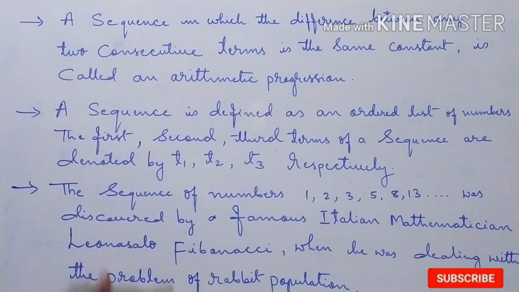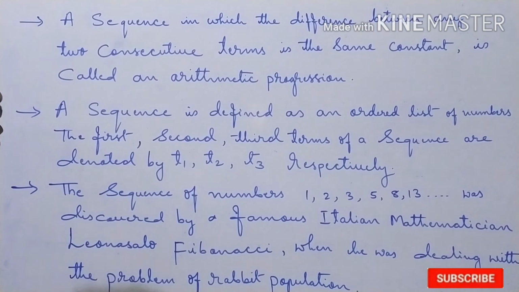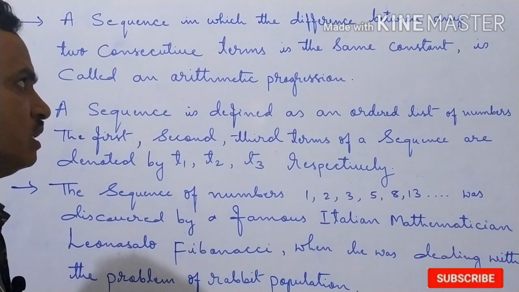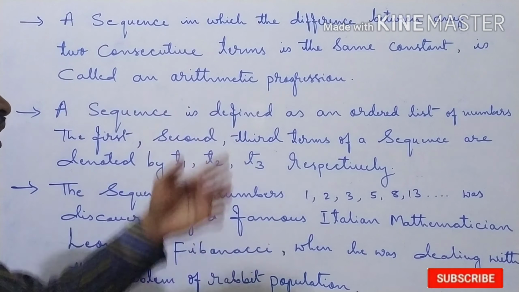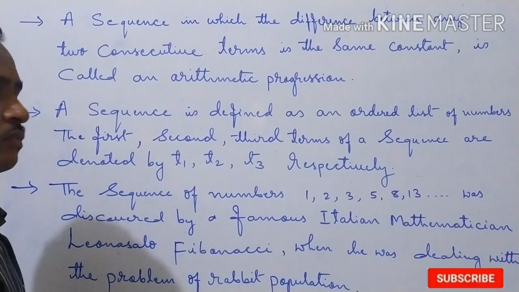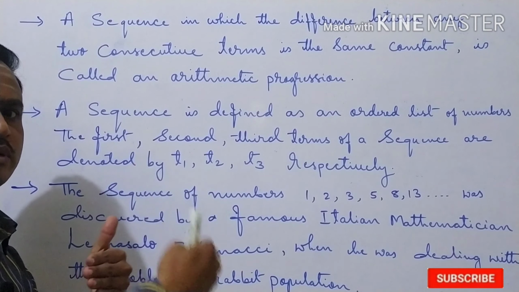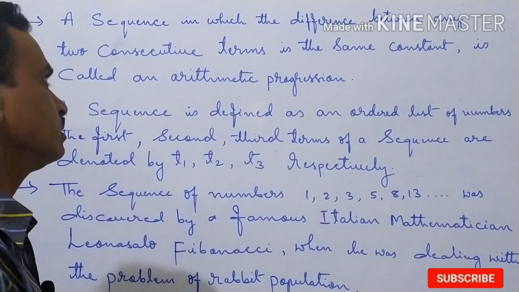So here, next point: a sequence in which the difference between any two consecutive terms is the same constant is called an arithmetic progression. Now, a sequence means the numbers are arranged in a particular way.